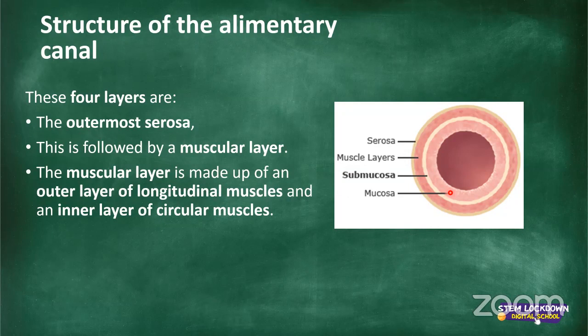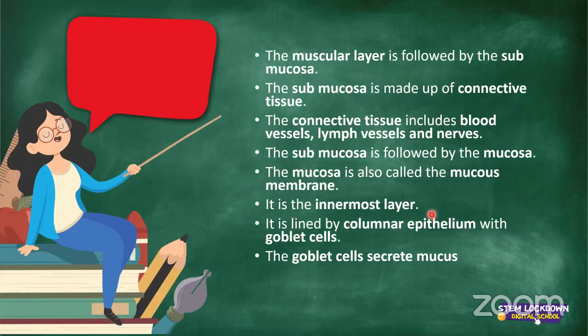So the mucosa, that is your innermost layer. So this is the place which will receive your chyme, right? And it has goblet cells which release mucus. So this mucosa here is a very moist layer because there is secretion of mucus happening at the mucosa. Okay, so that covers what I have explained.